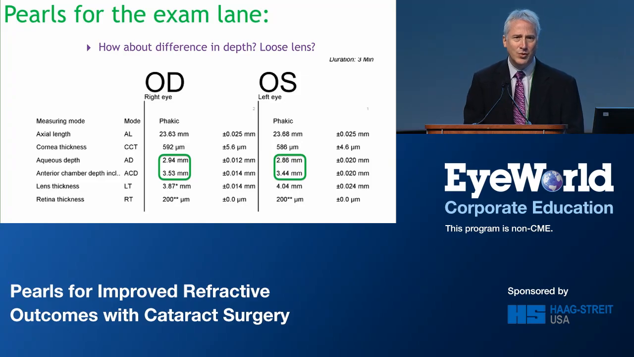Well, how about the difference between the depth between the two eyes? Is there a loose lens, perhaps, that we didn't recognize as one anterior chamber deeper than the other in an otherwise same length eye?